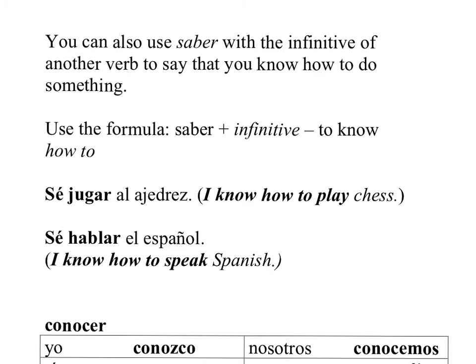You can also use saber with the infinitive of another verb to say you know how to do something. We have to use the formula saber plus infinitive, which means to know how to. Let's look at an example. Sé jugar al ajedrez. I know how to play chess. So in this example, we have the conjugated form of saber, yo sé, and then the infinitive, jugar, to play.